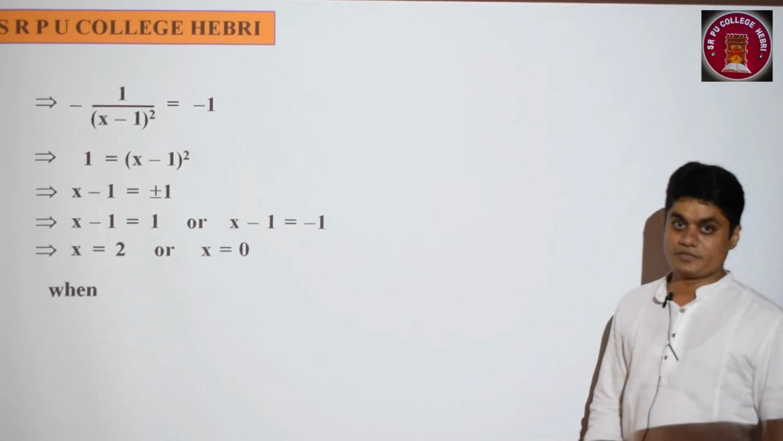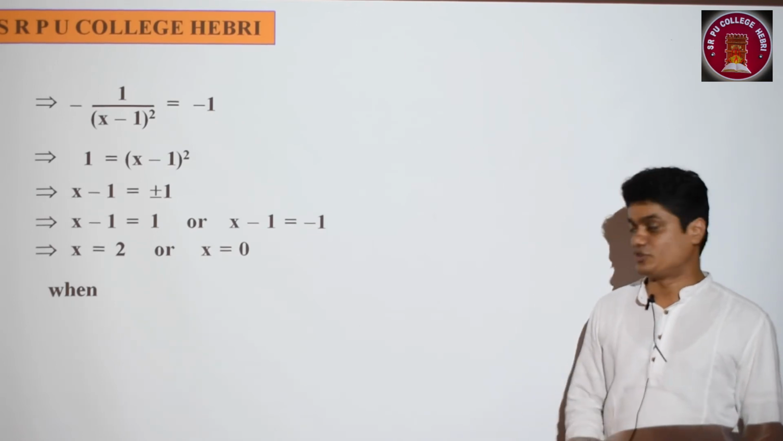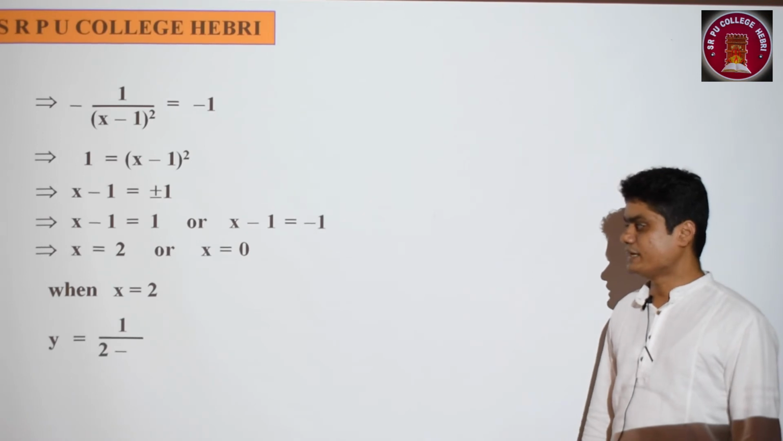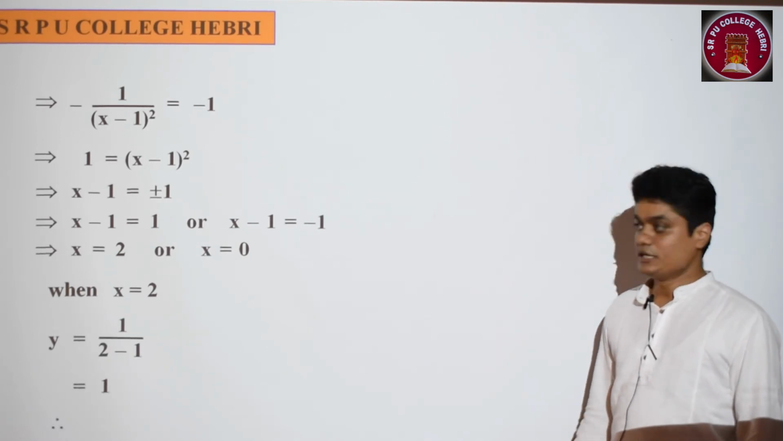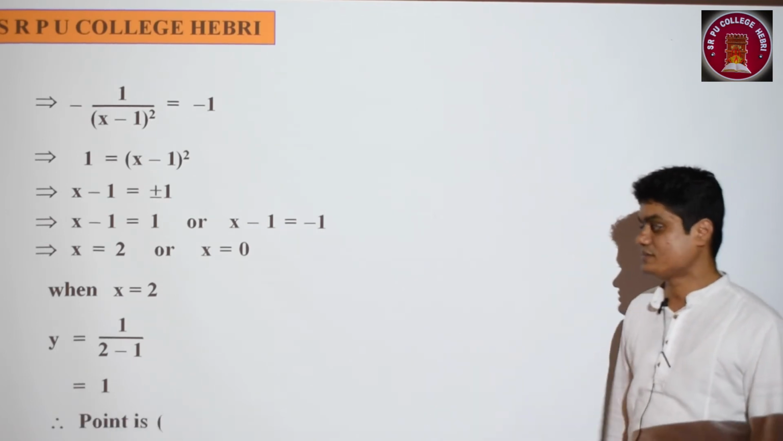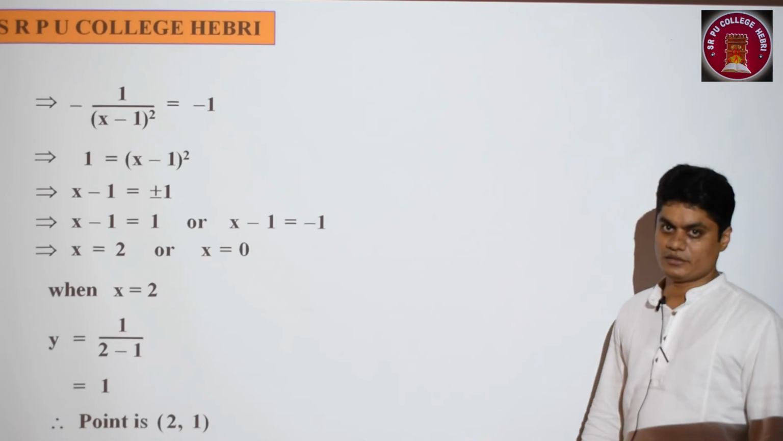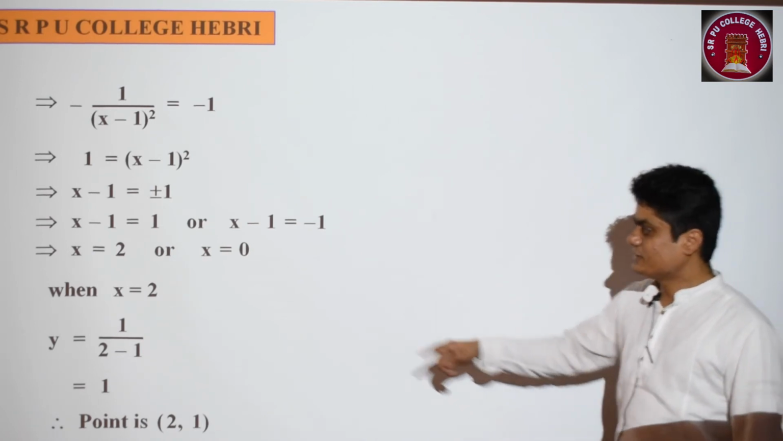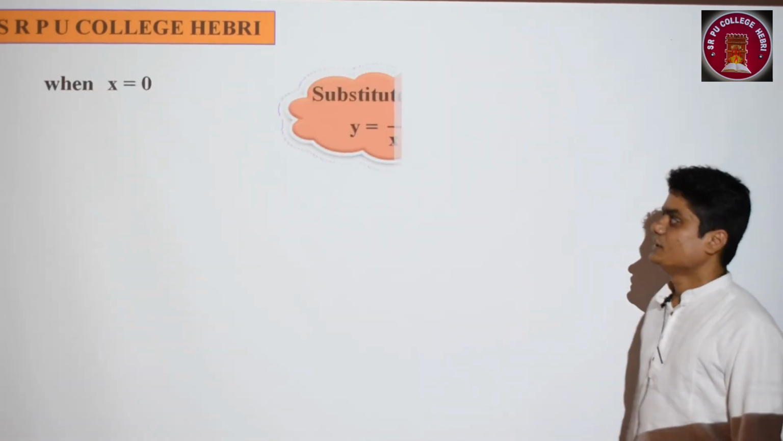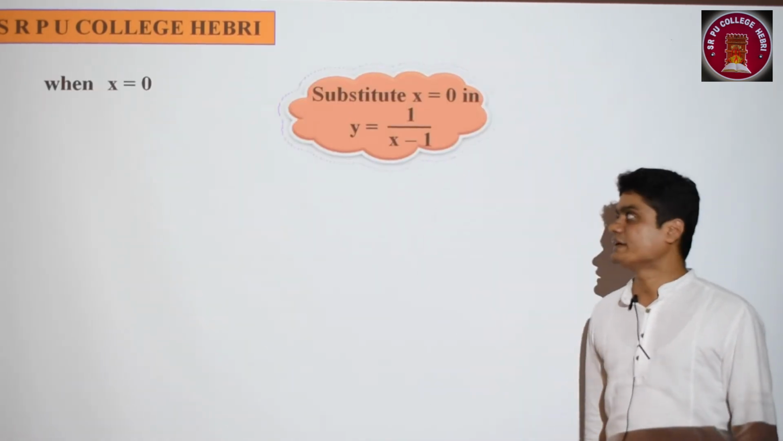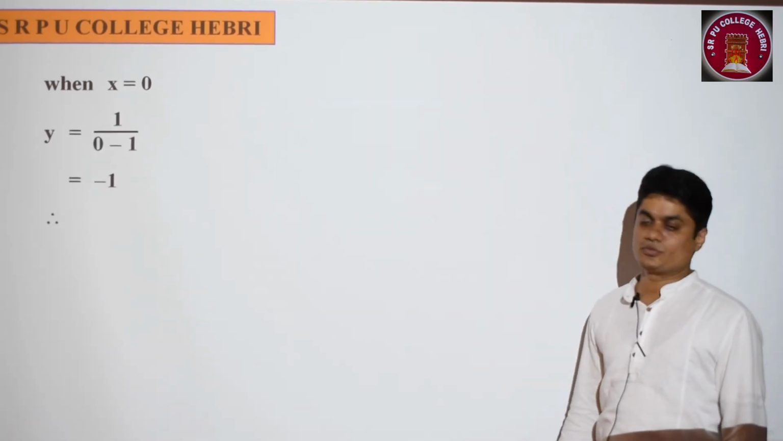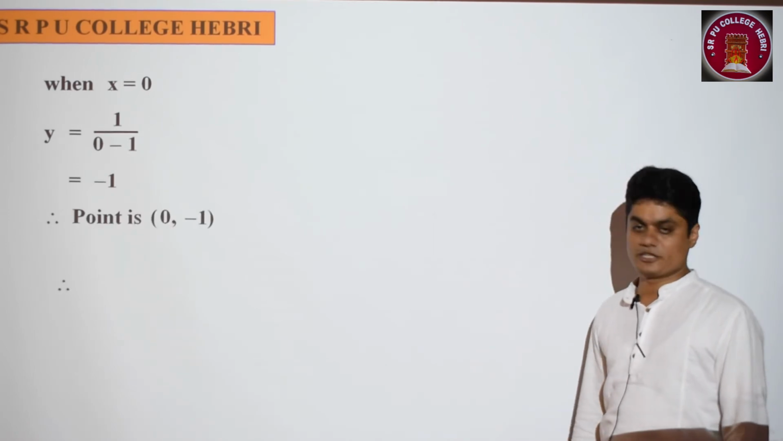Now find out the points, because in the given question the points are missing. When x is equal to 2, substitute here. Y is equal to 1 by 2 minus 1, that is 1. So the first point where you have to find the tangent is 2 comma 1. What is the second case? X minus 1 is equal to minus 1, so x is equal to 0. When x is equal to 0, substitute here. Y is equal to 1 by 0 minus 1, which is nothing but minus 1. So the point is 0 comma minus 1.